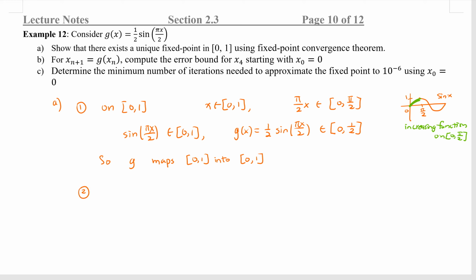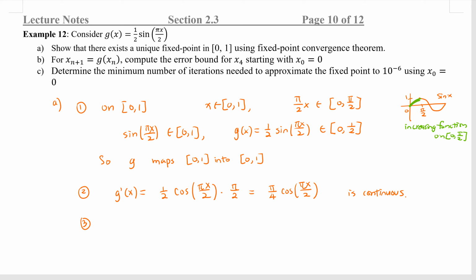So this is the first condition we need to check. Second condition, g prime. Let's see, what is g prime? g prime is 1/2, derivative of sine is cosine of pi x over 2 times the chain rule. Derivative of x is 1, so we have pi over 2, which gives pi over 4 times cosine of pi x over 2. So far, so good, everybody? Okay, and you can see this guy is continuous, right? This is the second condition of the fixed point convergence theorem.